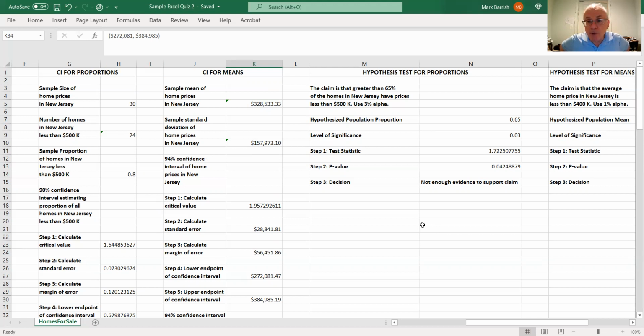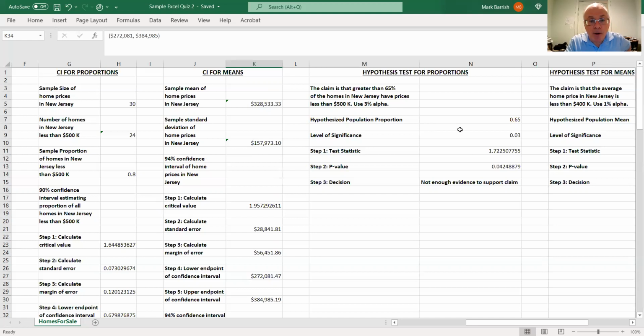However, we want to use this sample data to test if, in this particular case, greater than 65% of the homes in New Jersey have prices less than $500,000. That's what we're testing, greater than 65%. Now, we ended up with 80% in our sample, but we have to do the test in the right way. And we're going to use an unusual alpha in this case, just for illustration. I'm using a 3% alpha, or 3% level of significance. Remember, the level of significance is the probability of a type 1 error.